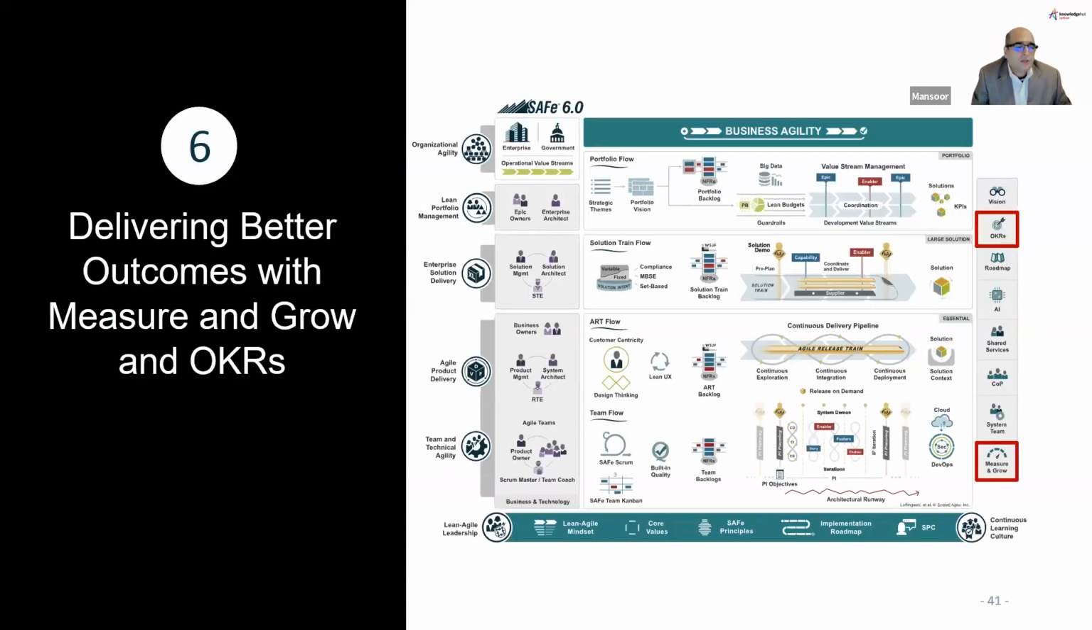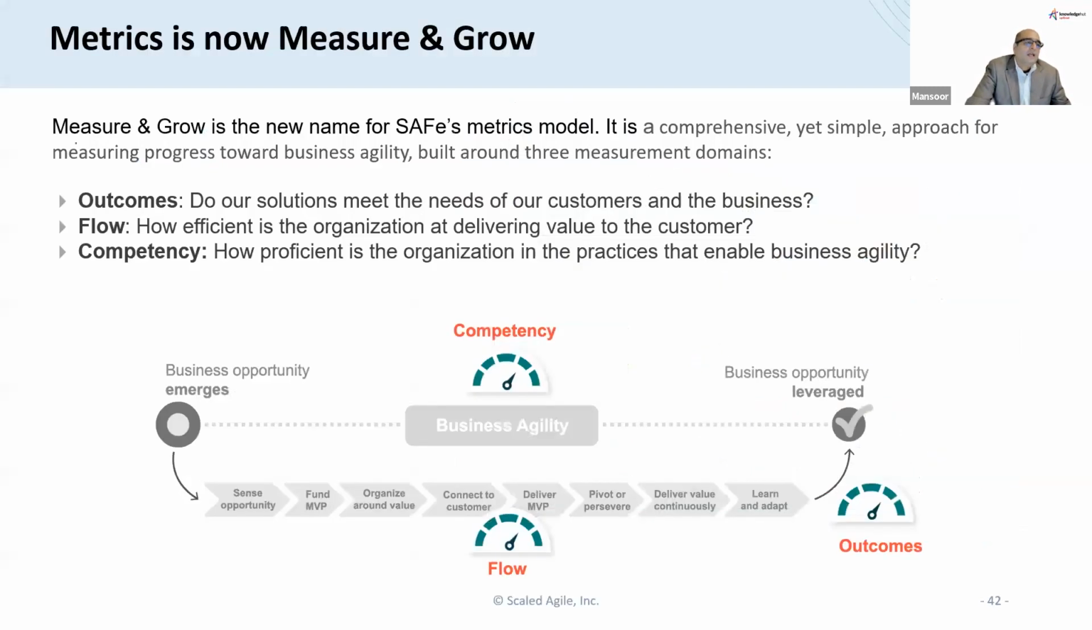Delivering better outcomes with Measure and Grow. Business agility sets performance standards for organizations requiring fast, effective response to emerging business opportunities. However, to improve speed and agility, leaders, the teams, and business stakeholders need a way to reliably measure the current state and identify what they need to improve. Therefore, choosing what and how to measure is a critical enabler for continuous improvement of business value, right? So the metrics is now called Measure and Grow. The metrics icon is gone. It's called Measure and Grow.